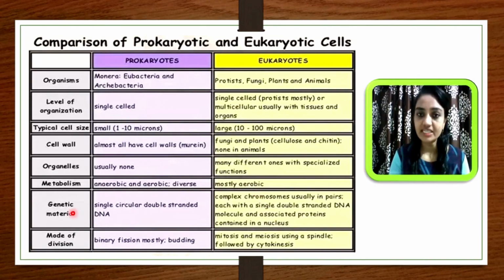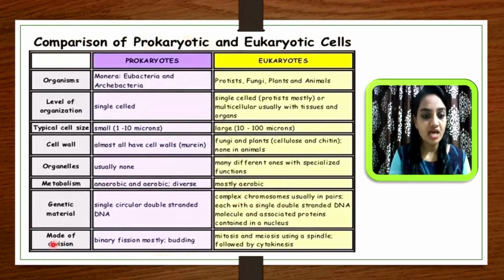Genetic material, so let me talk about genetic material. In a prokaryotic cell, a single circular double-stranded DNA is found, whereas in eukaryotes you will observe a complex structure, and that is called chromosome. Here in prokaryotes, chromosomes are not found. You cannot say that chromosomes are present, but in eukaryotes you will observe a complex structure of DNA, and that is called chromosomes.